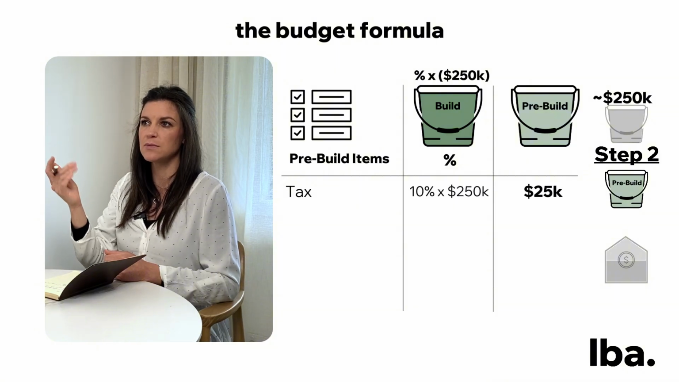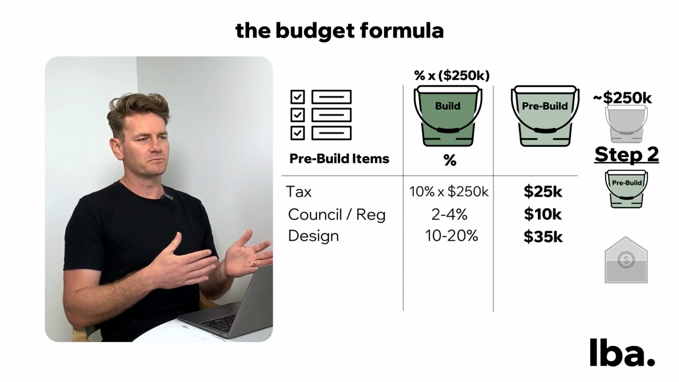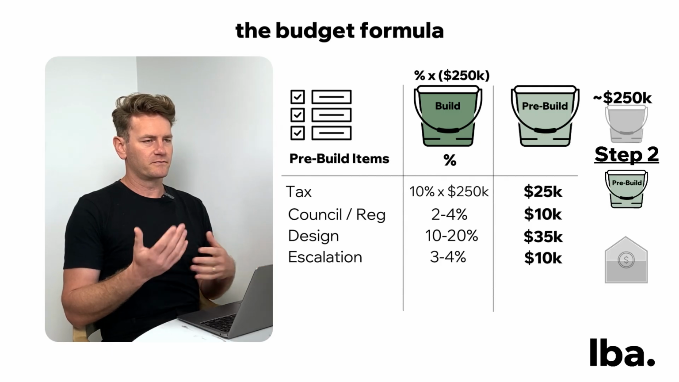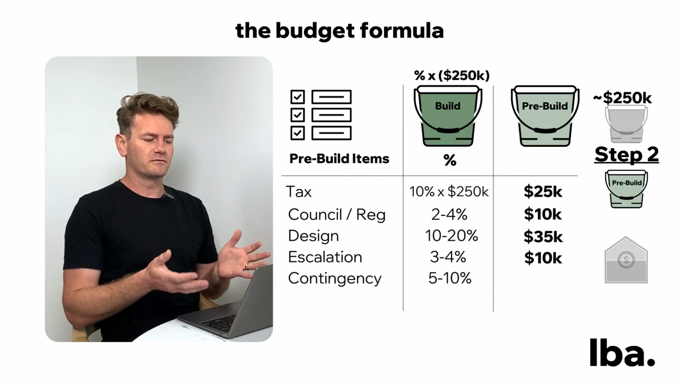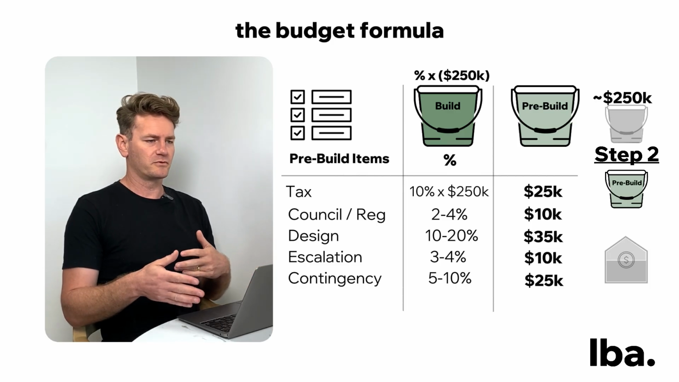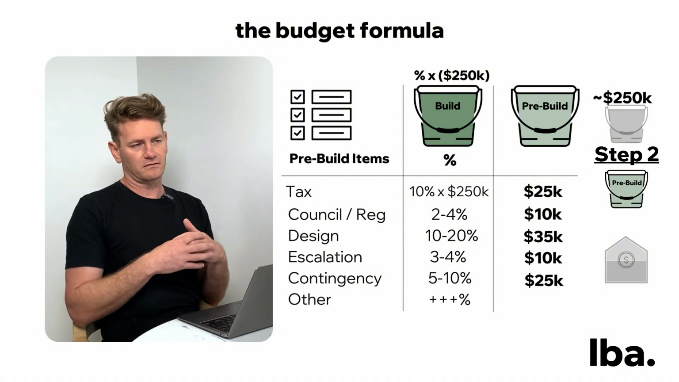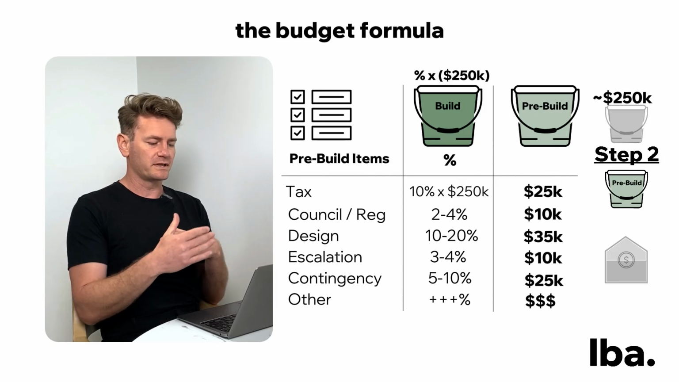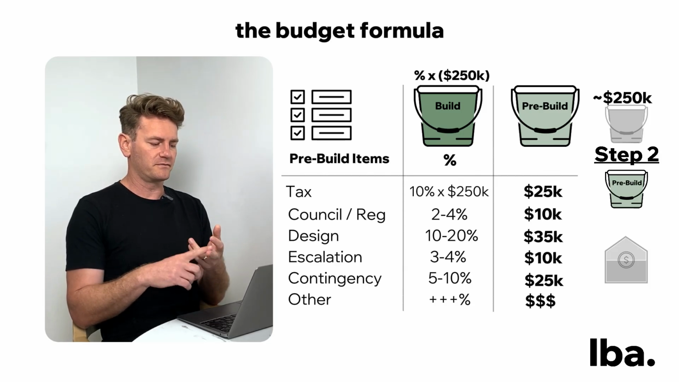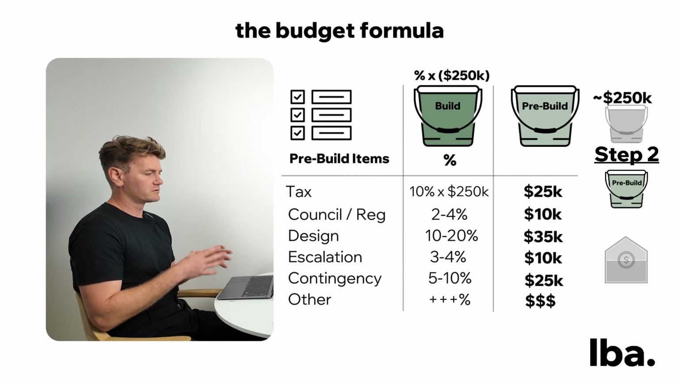What are the others? 2 to 4% for council fees, design fees of around 10 to 20%, escalation of 3 to 4%. That could be a little bit higher, particularly nowadays. Contingency 5 to 10%. 10% is probably a good starting point. So we allow for those sorts of percentages. And if there are any other specific allowances that you would know about for your project, you'd add them to the list. But in that case, we've got tax, council fees, design fees, escalation, and contingencies. So this is what most projects would include, but it's not an exhaustive list.